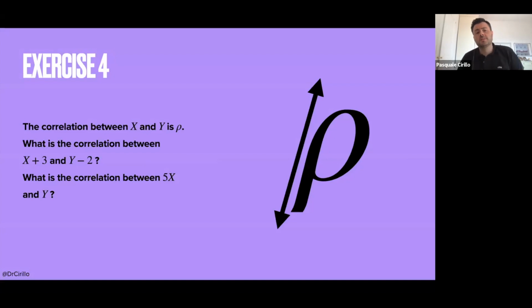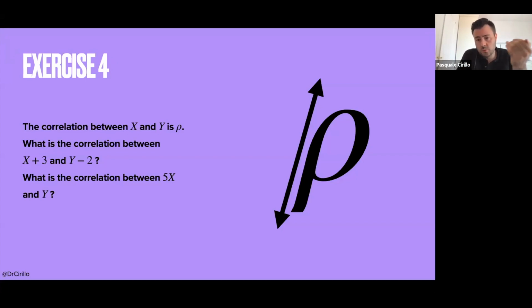For exercise 4, you are asked to compute the correlation between X and Y. You know that the correlation between X and Y is a given rho, between -1 and 1. Now you want to transform X and Y such that the new X is X plus 3 and the new Y is Y minus 2. What is the correlation? And what happens if instead of X, I consider 5 times X?